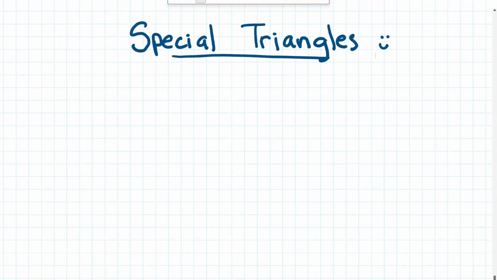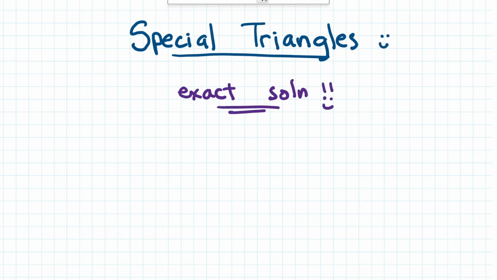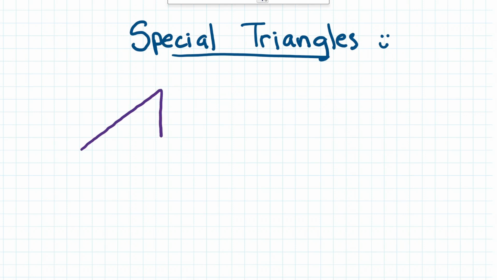Okay, let's dive in. So special triangles are the core of trigonometry, and they help us determine the exact solution for so many trig problems. And that's really great for us because then we don't rely on approximate answers, and it also helps us solve everything a lot faster. So let's go ahead and dive into the two main types of special triangles that we have in trigonometry. And make sure that you memorize these because they will definitely help you on your exam.